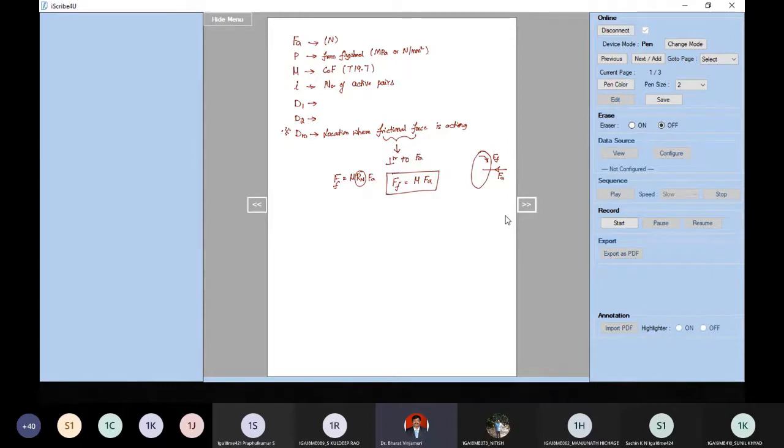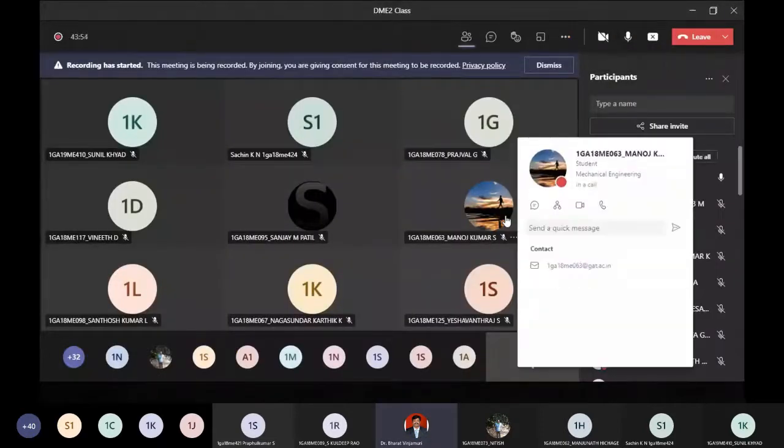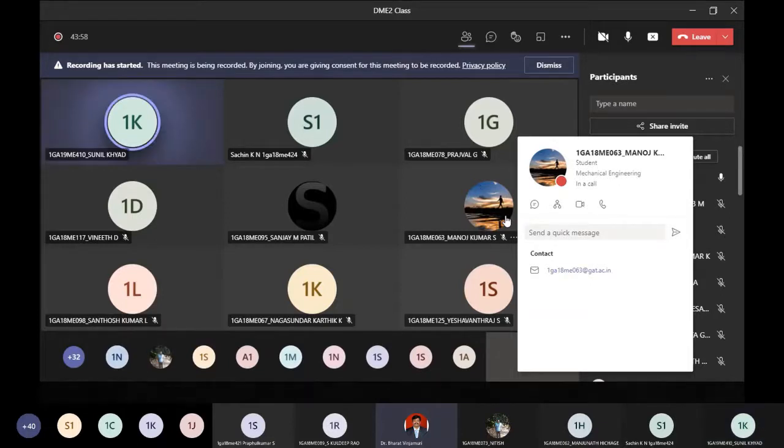Any doubts in the notations, guys? Any questions which you want me to explain? Is it clear with the notations? Sunil, come on, yes, understood?